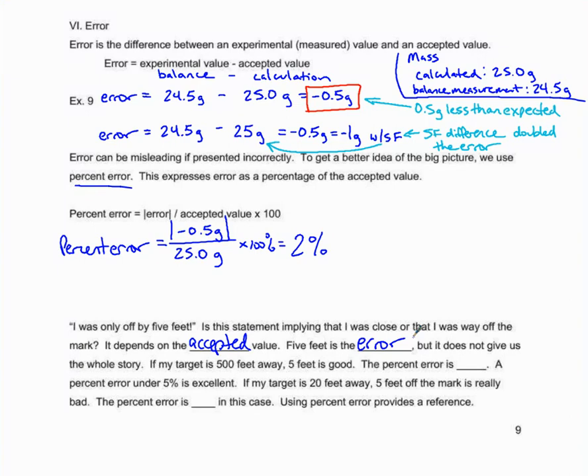If my target is 500 feet away, 5 feet off the mark is pretty good. The percent error here is 1%. So we're looking at absolute value of 5 feet divided by 500 feet times 100 makes it a percentage. So my error there was 1%.